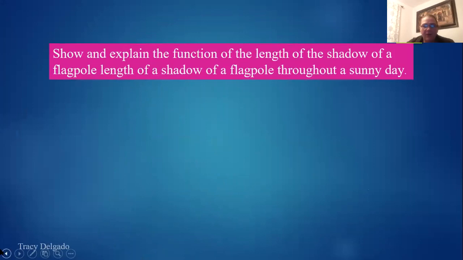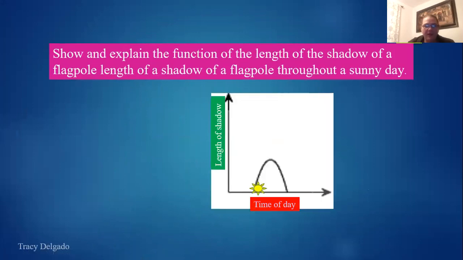And the last one, we're going to explain the function of the length of the shadow of a flagpole throughout a sunny day. And this one, the same thing. This is our y-axis, x-axis. Our x-axis is the time of day. Our y-axis is the length of the shadow. And I put a little sunshine here. And this is when we start out at the day. And as the sun rises, the length of the shadow steadily goes up. And then as the day progresses and goes down, the line goes down, the length of the shadow.